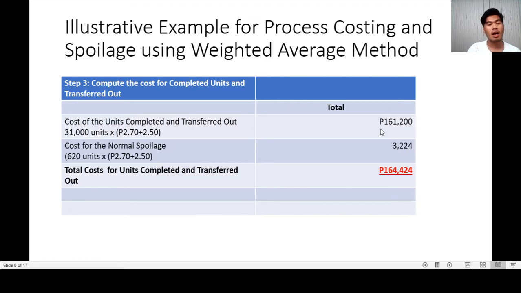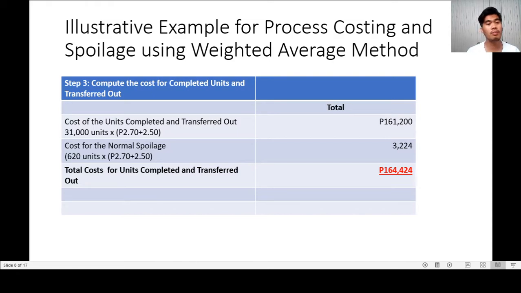completed units. We will also account, as we said, the normal spoilage is to be added to the good units. The cost of normal spoilage is shouldered by the good units. Got it? So the normal spoilage is shouldered by the good units. This means we will include the cost of normal spoilage in the good units completed.